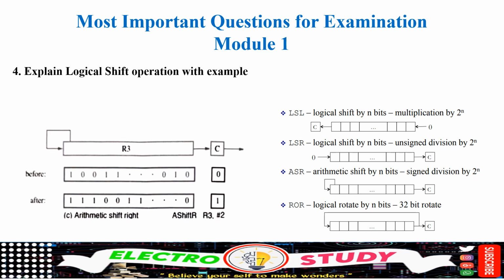See, you have the bits. This is before shifting: 10011010. After shifting, what happens? Left shift. This one is taken to this side and this 0 will be moved this side. This is how you have to perform the logical left shift. First you can explain this and take an example and start explaining how the logical shift is performed, logical shift left and right.